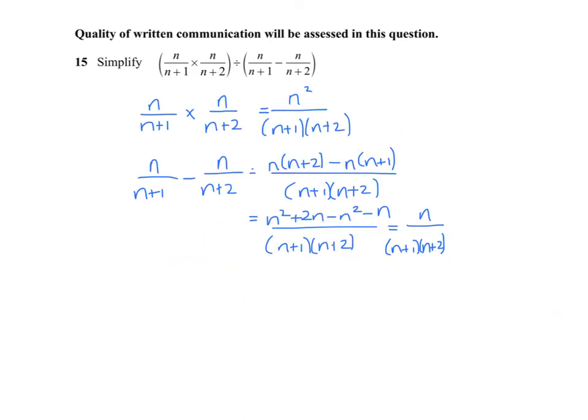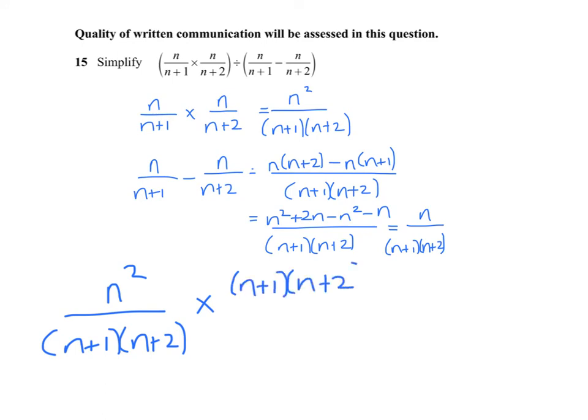Now I need to bring together the two fractions and divide. And to divide, we change the division to a multiplication and write the reciprocal. So we invert the fraction. N plus 1 cancels with N plus 1, N plus 2 cancels with N plus 2, and N goes into N squared once, leaving me with N.